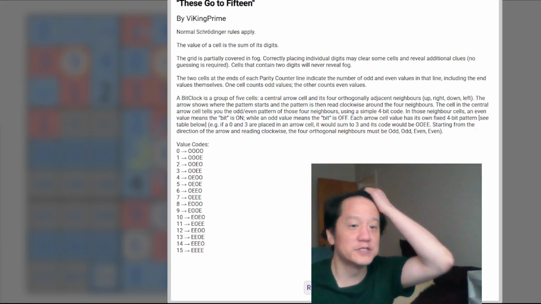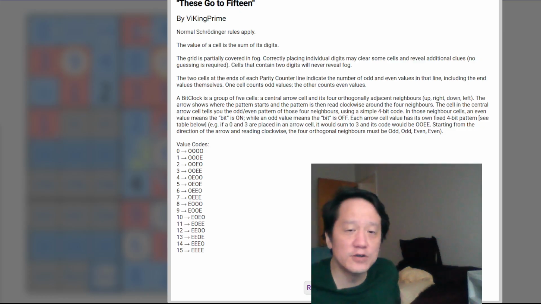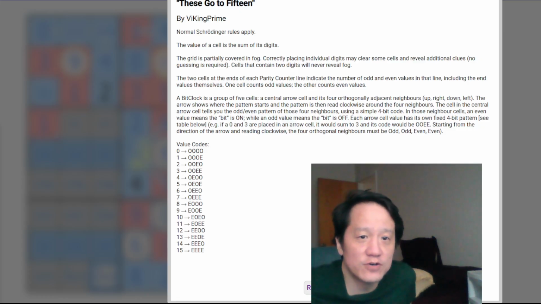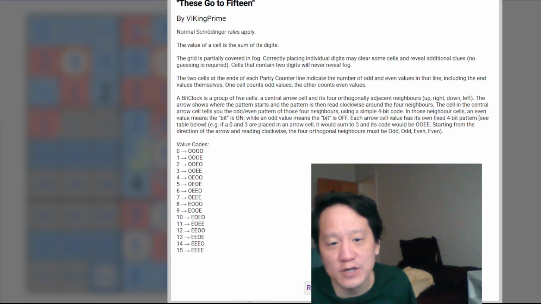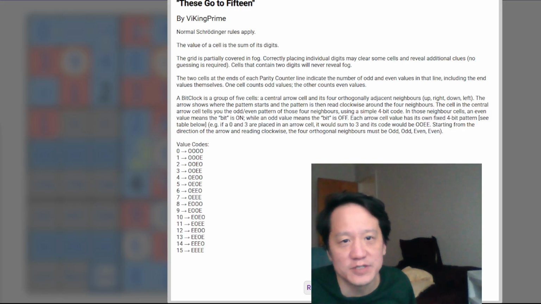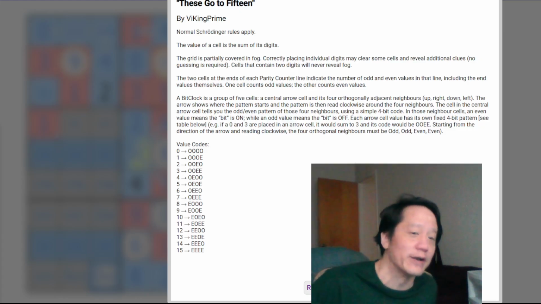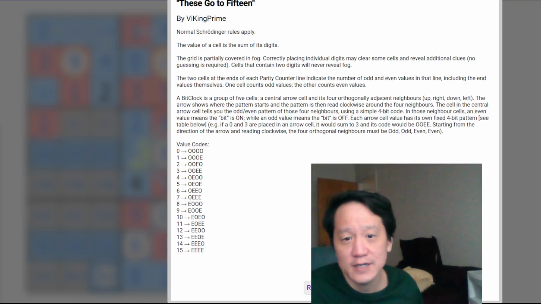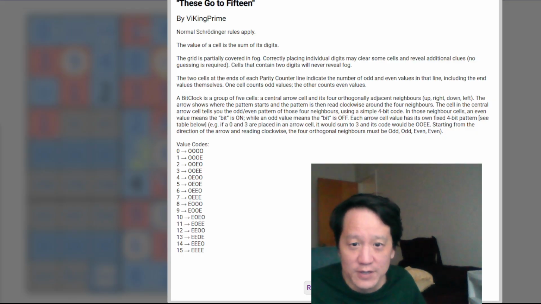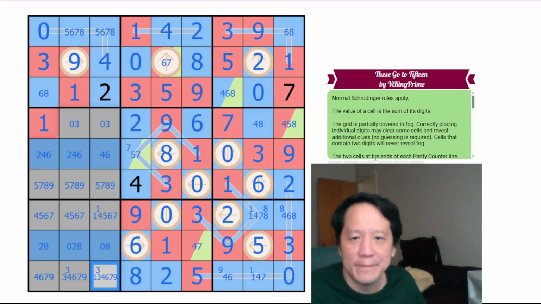Hello everyone, this is a continuation of the solve of These Go to 15 by Viking Prime. I got really close yesterday, but I made some mistakes somewhere along the way, so I've got to restart, because I don't know where I made that mistake. Anyways, this is part 2. Hopefully we'll finish it today, or in this video, for you guys, and let's go.